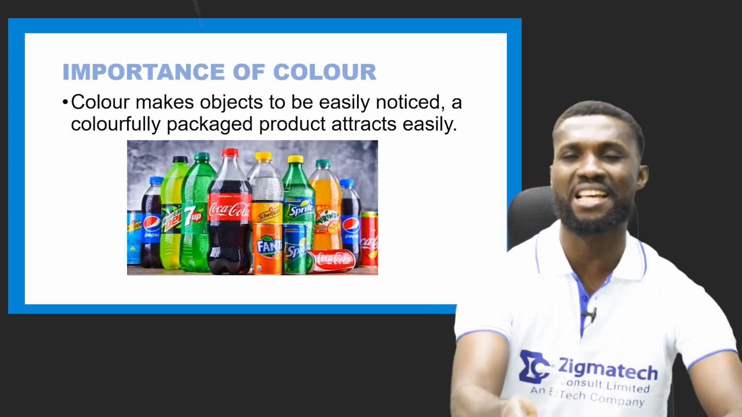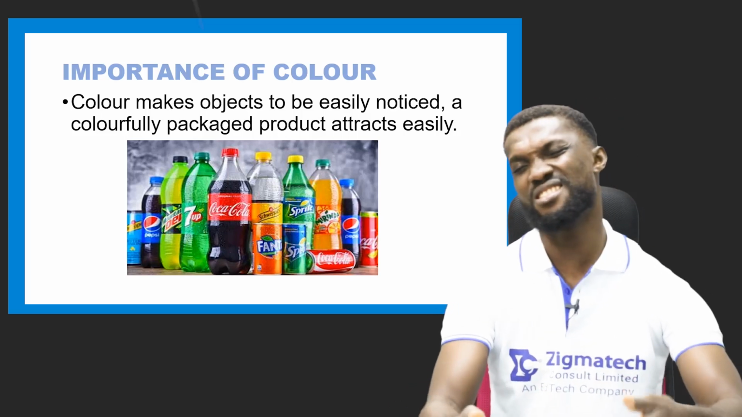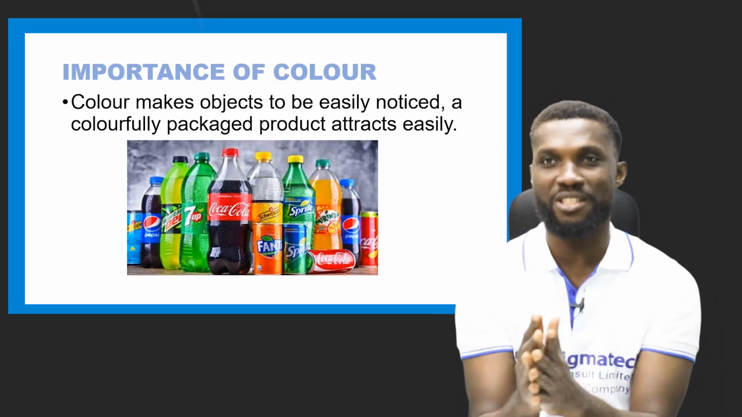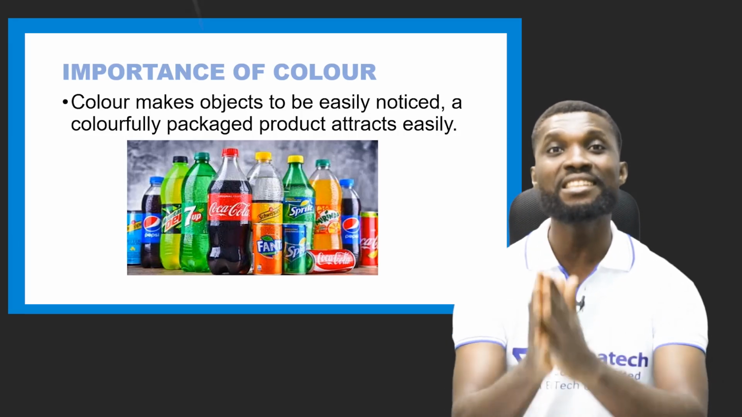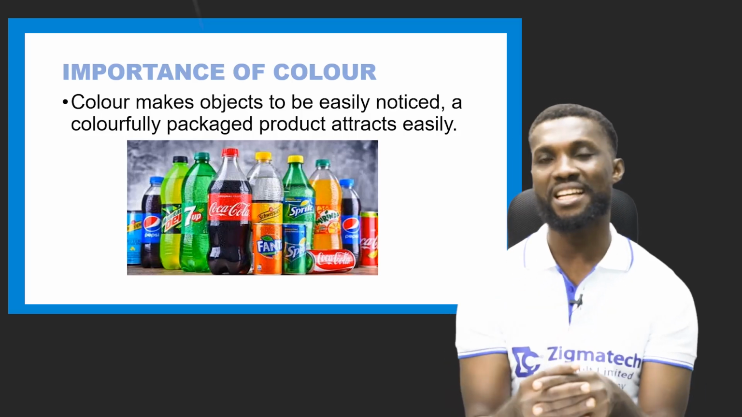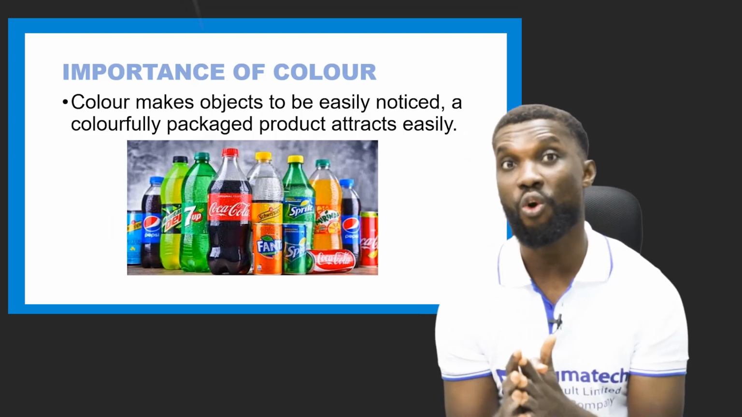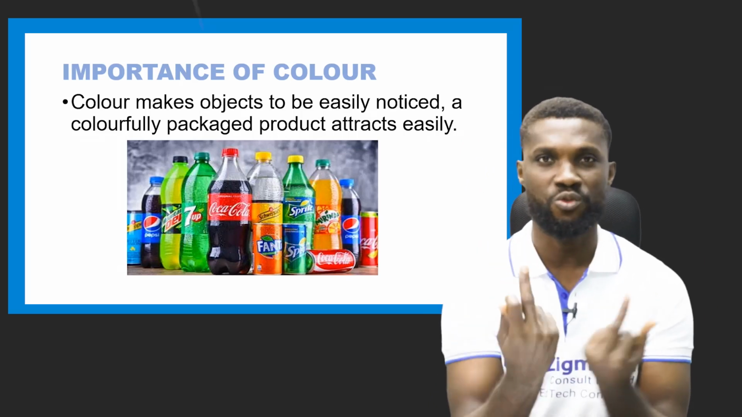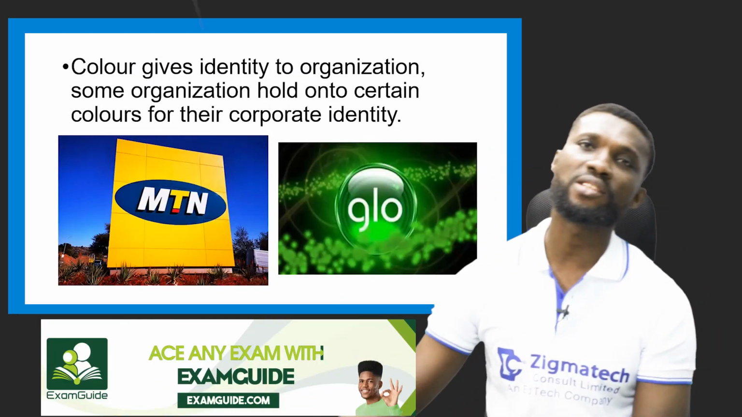You can't be using colors like tan and then expect them to respond, but using all these direct colors that are easily identified will actually communicate with the kids. So that is one importance of what? Color. It relates to people. Okay, now let's look at the next one.